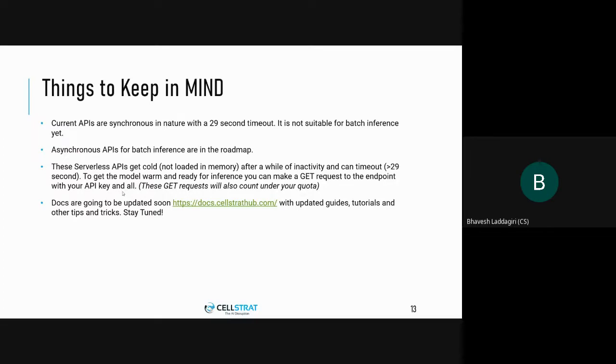Batch inference means you have thousands or millions of images and you send them all at once. This particular API won't be able to do that because it will time out at 29 seconds. But a client can run a batch loop at their end, sending the requests one by one. Yeah, that's definitely possible. But if you're sending all of them in the same request, then that's not possible, as of now, at least.